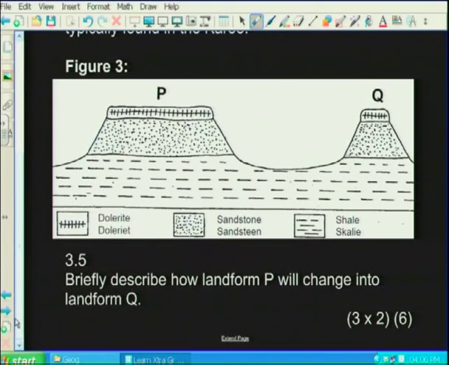3.5. Briefly describe how landform P will change into landform Q over time. Okay, this is quite an important question, and it's often referred to as scarp retreat, parallel retreat, something like that, but basically it's quite an important question because it's worth 3 marks. You need to write down exactly what the examiner is looking for.